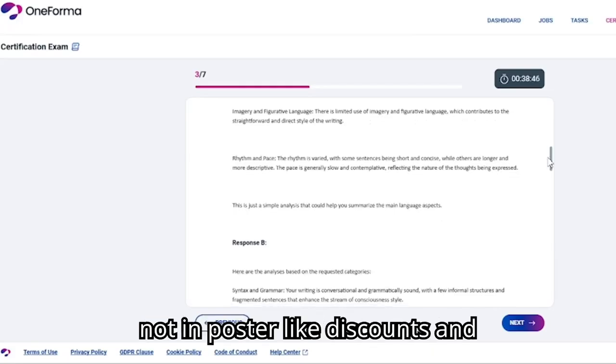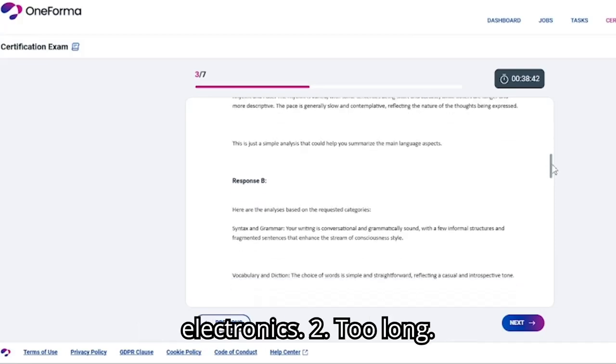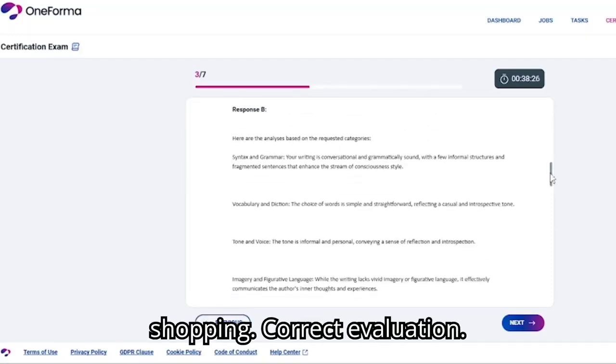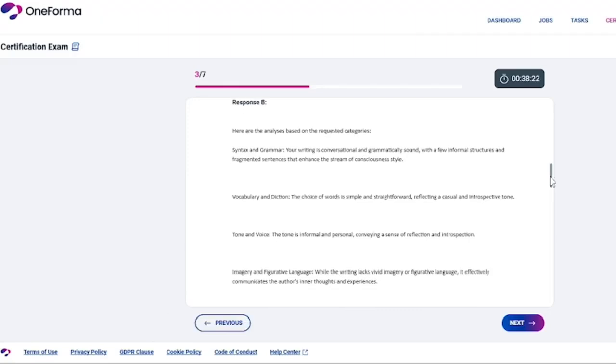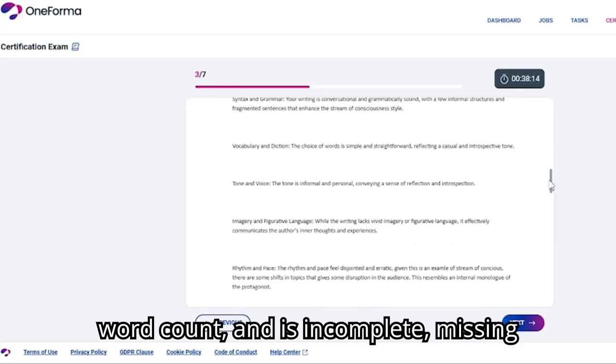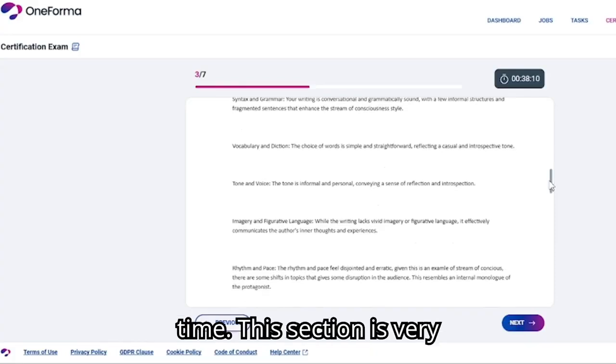Problems. 1. Adds info not in poster like discounts and electronics. 2. Too long, it contains 42 words. 3. Not neutral, let's go shopping. Correct evaluation, response has redundant info, exceeds word count, and is incomplete, missing time.